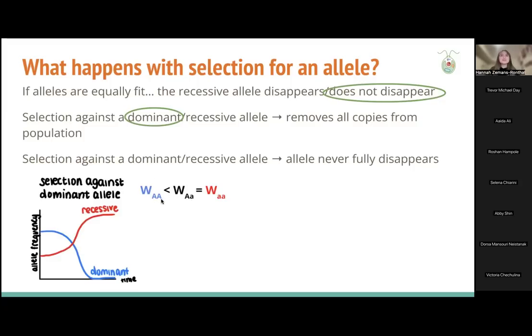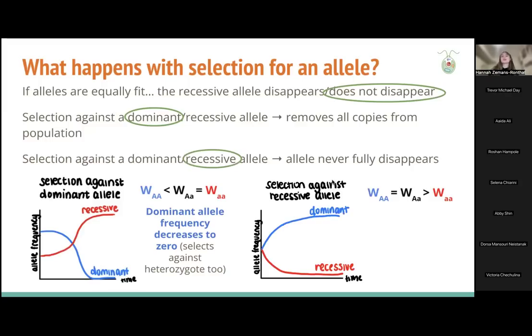It should be equal to the fitness of the heterozygote, and greater than the fitness of the homozygote recessive. And that would mean the dominant allele frequency would decrease to zero. So that's selection against the heterozygote. And then selection against the recessive allele, the allele will never actually fully disappear.